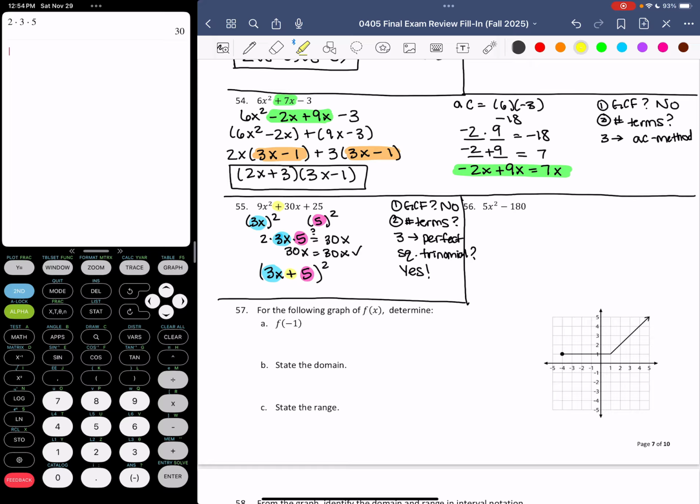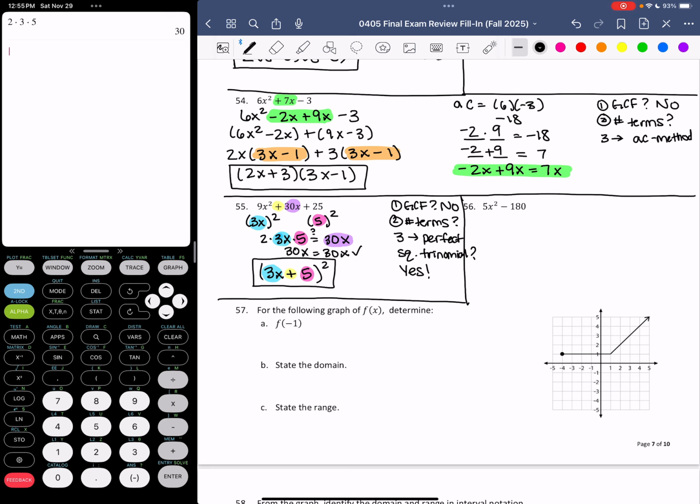But you do have to check that the middle term is 2 times the A and the B, which is the 3x and the 5. That has to equal your middle term, 30x. That has to go here, and you have to check that. As long as that works, you're golden. And then this is a special perfect square trinomial.